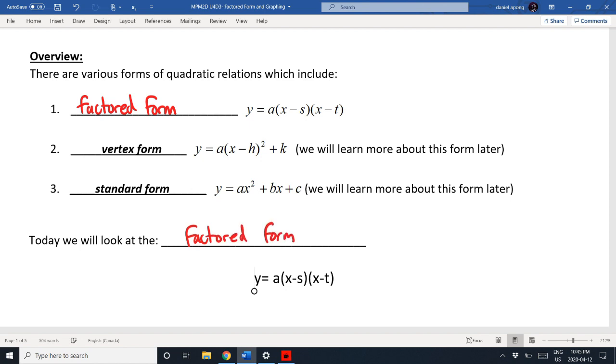From the factored form, there's a lot of information that we can easily get and calculate, like the features that we looked at: the y-intercept, the x-intercept, and the axis of symmetry. And it's going to allow us to graph the quadratic much easier than having to fill out all those table of values charts. So let's get into it.